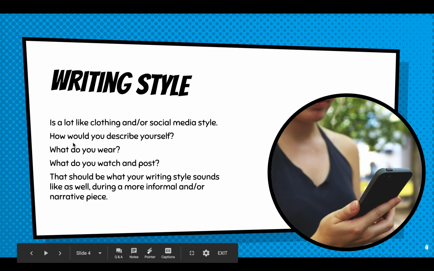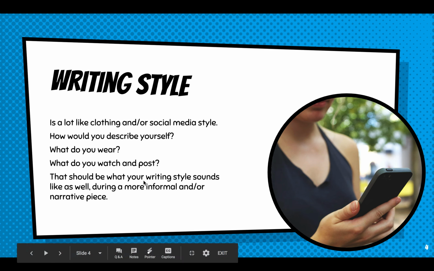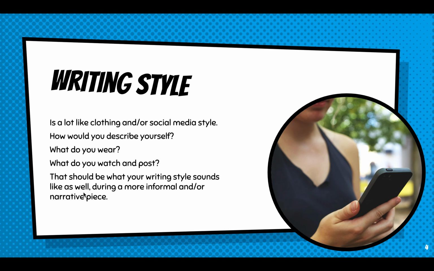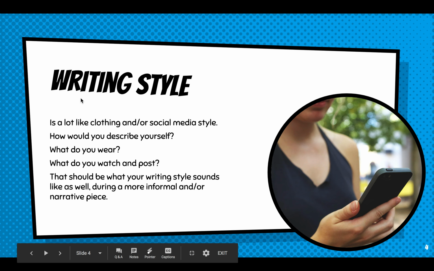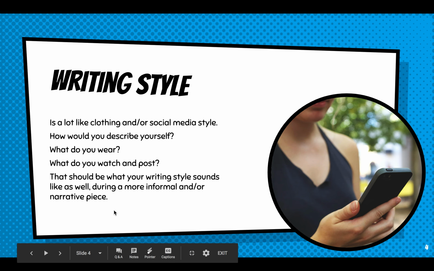So writing style is a lot like clothing or social media style. How would you describe yourself? What do you wear? What do you watch or post on your social media sites? That should be what your writing style sounds like as well during a more informal and narrative piece. Writing style is more for informal writing, like when you're writing a letter or a story. When you are writing a response to literature, a science lab, or an academic paper, it's always going to sound objective. So this is really specifically for narrative or informal pieces.